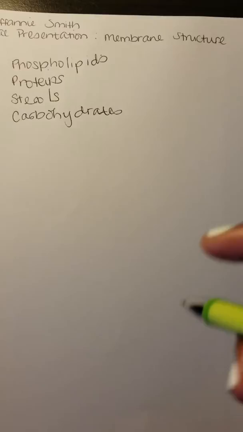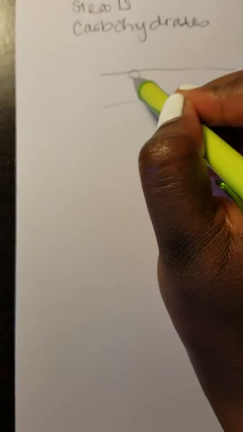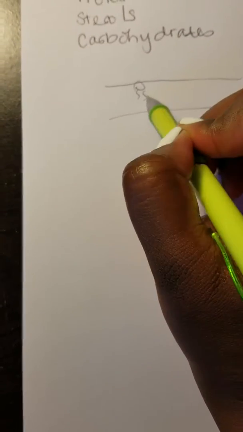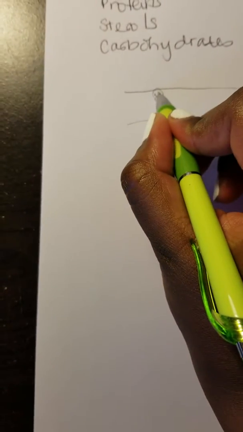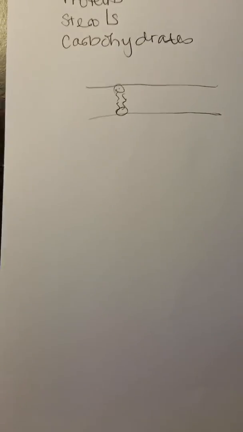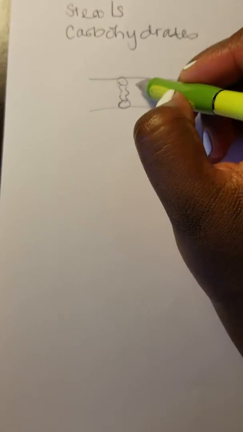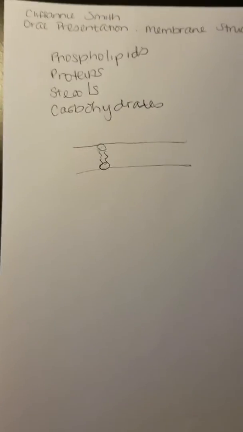So now, the movement of the phospholipids: they don't flip flop across. It basically looks like this. These are the hydrophobic tails and the hydrophilic heads. So the tails usually interact with each other, and the heads are facing outward to interact with water.